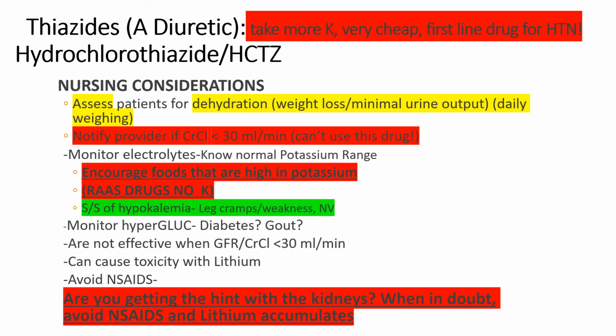What are the nursing considerations? We assess the dehydration of the patient, daily weighing. We notify the provider if the creatinine clearance is less than 30 because the drug will be ineffective then. All right. We assess signs and symptoms of hypokalemia. There is like cramps, weakness, nausea, vomiting. So usually for diuretic drugs or drugs which act on the kidneys, when in doubt, we avoid NSAIDs and lithium accumulates.